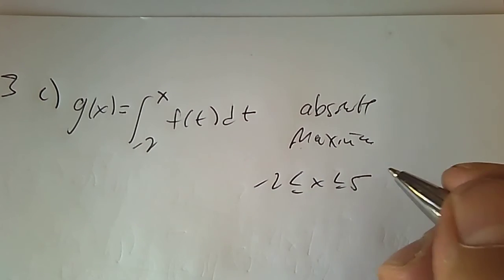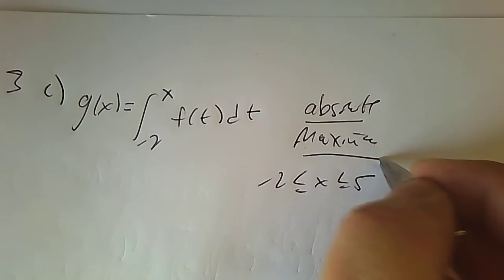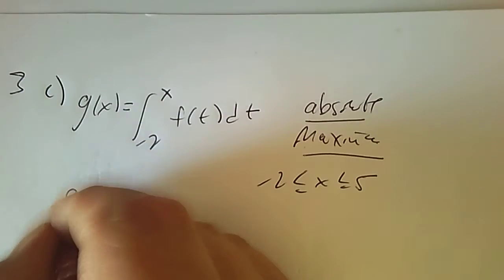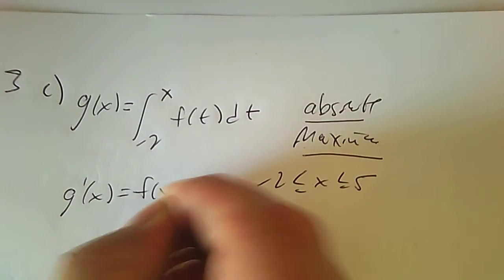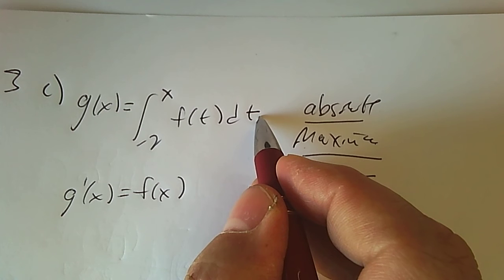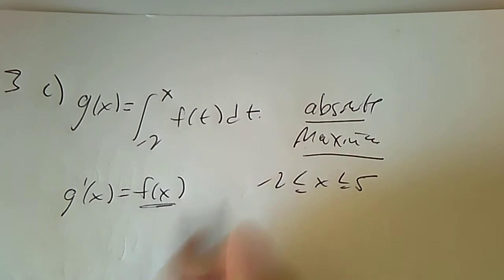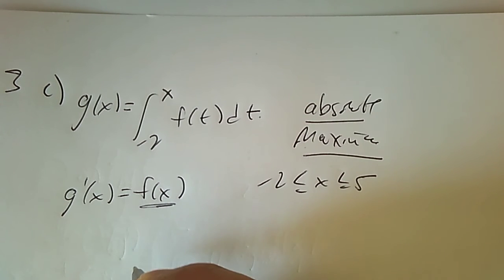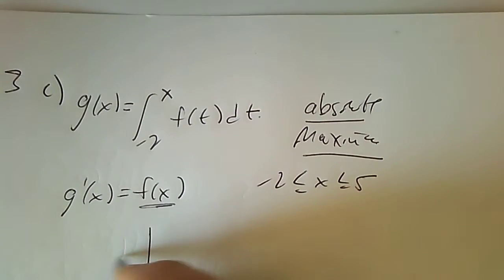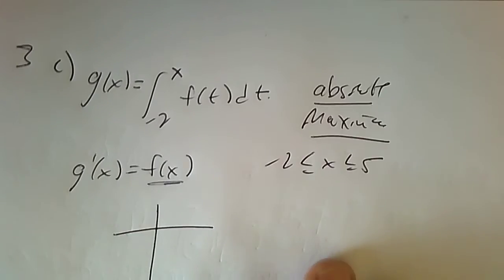So what we see from -2 to 5. So my goal is to find the absolute maximum. I know that when I take the derivative of this, it's equal to f of x. That's using the fundamental theorem of calculus. So the function tells me whether it increases or decreases. So we're going to follow along here to understand what that could be. So first of all, we're going to start with the end values.